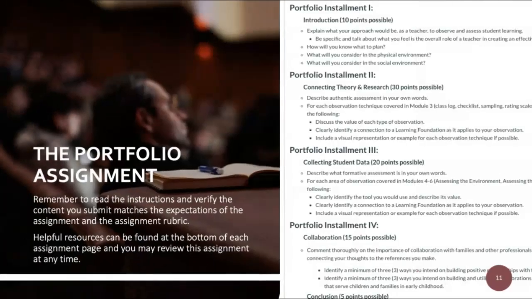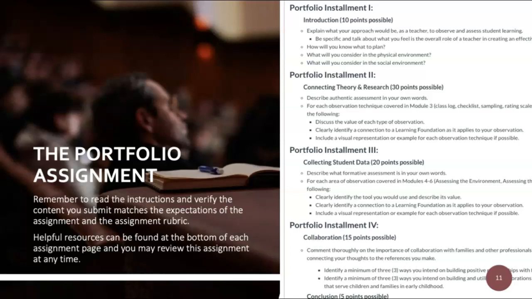So reviewing that portfolio assignment again, going into Portfolio Installment 3, you'll be looking at Modules 4 through 6. That will be assessing the environment, the curriculum, as well as interactions. You will have assignments in each of those 3 categories, where you will clearly identify the tool you would use, you will clearly identify a connection to the learning foundation, and you'll be able to include a visual representation. Again, this installment is built right into the course as part of your assignments. If you want feedback, make sure you submit it by the due date.